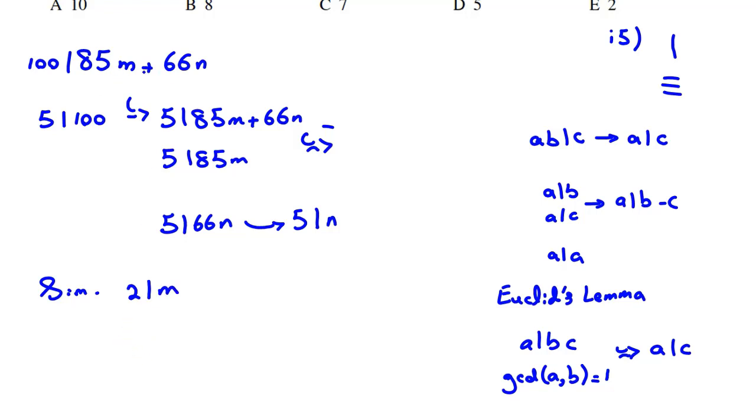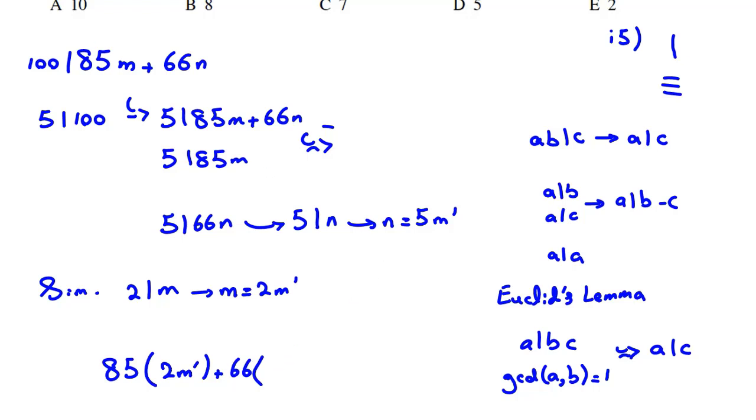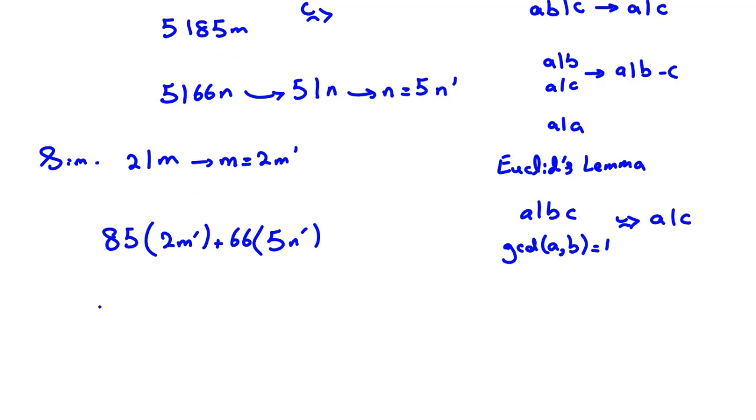Now, for example, M is 2M prime. N is 5N prime. So 85 times 2M prime plus 66 times 5N prime. Now, we can write it as 170M prime plus 330N prime. So we can factor out 10: 10 times 17M prime plus 33N prime.